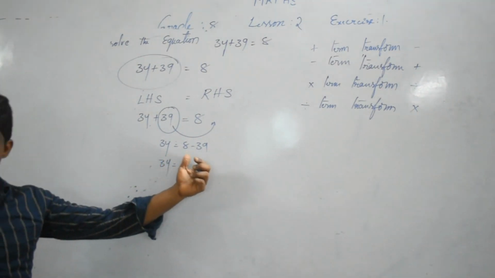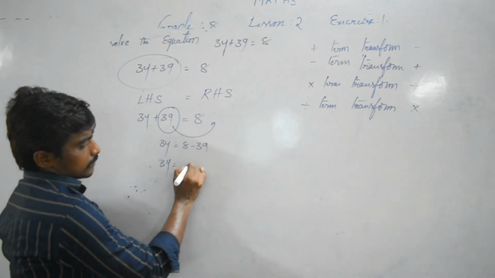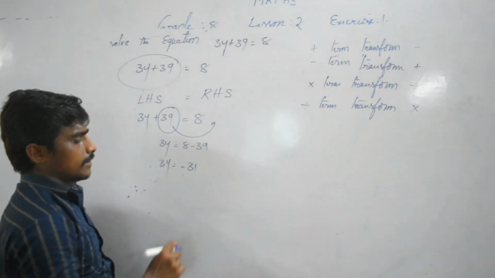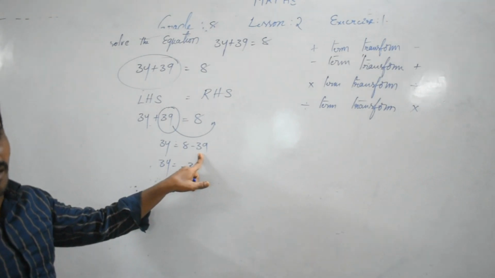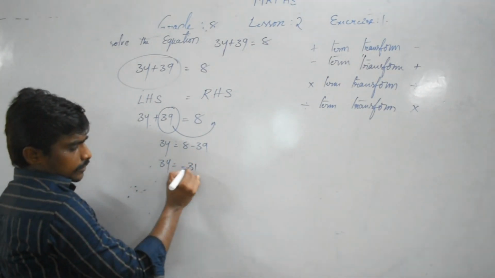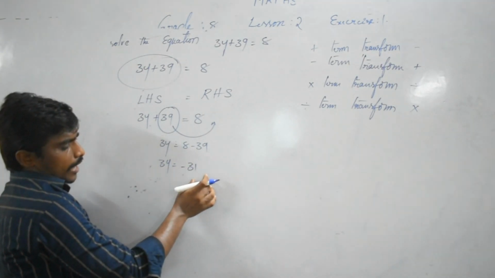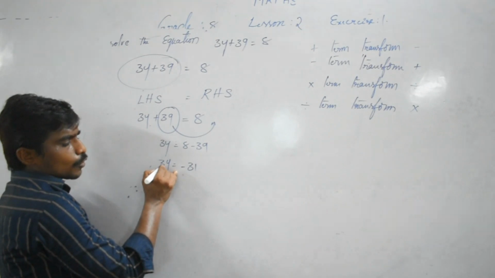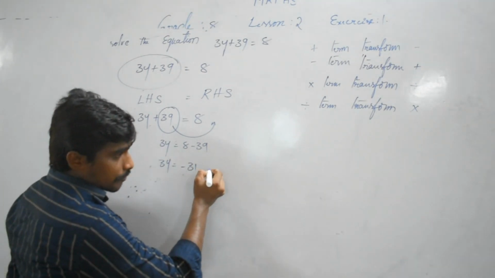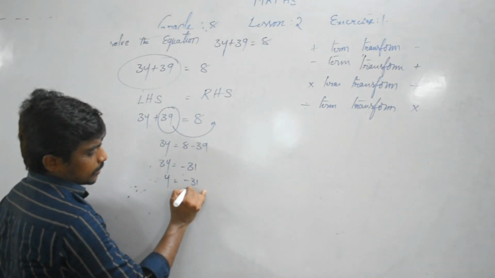One positive term, one negative term. Both we subtract. Here 39 is a large number, and the minus 31 has a minus symbol. So 3 moving to the RHS. Here it is 3 into y, so this 3 moves over as divided by, y equal to minus 31 by 3.